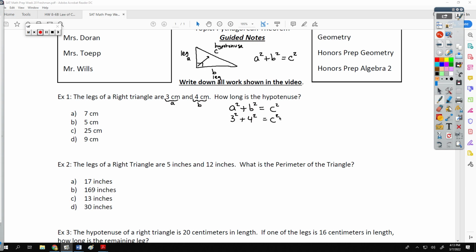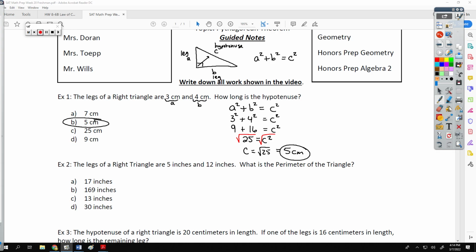So 3 squared, 3 times 3 is 9. 4 squared, 4 times 4 is 16. So that gives us 9 plus 16 equals C squared. We add like terms to give us that 25 equals C squared. And then, to get the length of the hypotenuse, we take the square root of each side. The square root of 25 means that C is 5 units, in this case 5 centimeters long. So the hypotenuse is 5 centimeters.